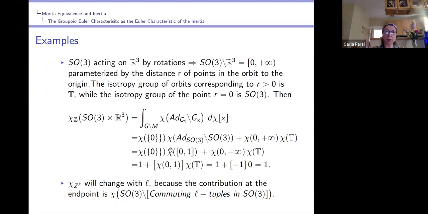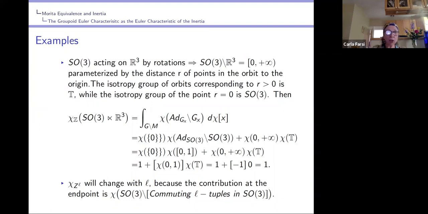Then we split the integral into two parts. So again, we'll start with the integral M over G. M in this case is SO3. And so we have chi of [0, 1] times chi of SO3 over the adjoint action, plus chi of (0, infinity) times chi of T. The part with the chi of T is 0. And so we are only left with the part that is not 0. And that is 1.